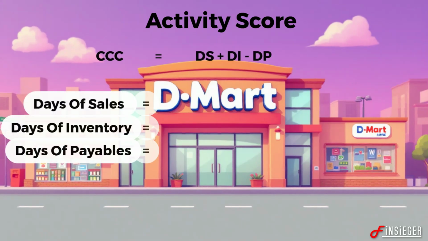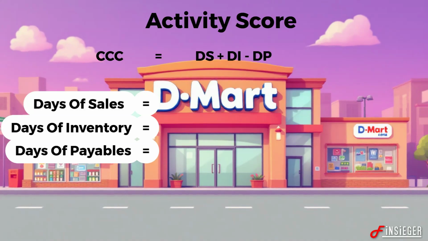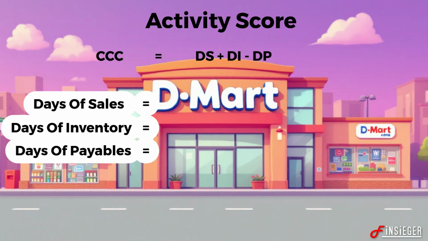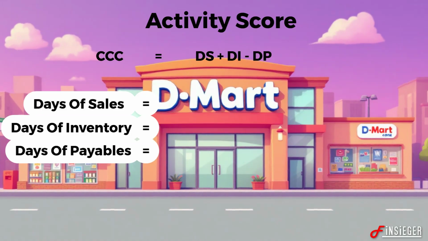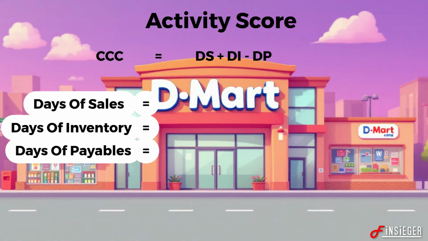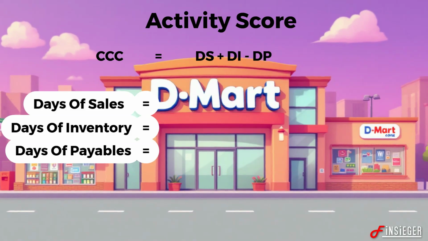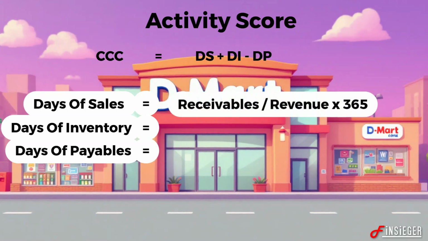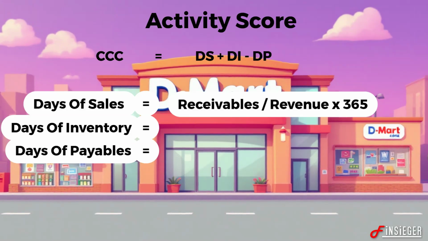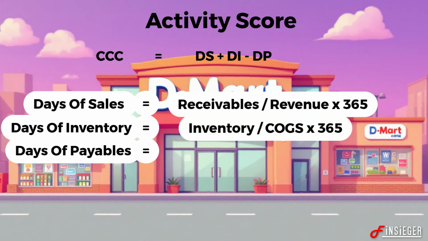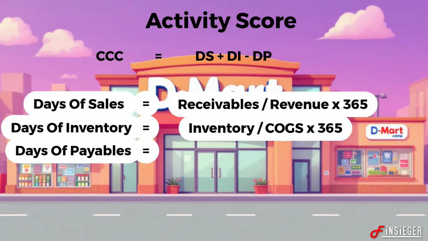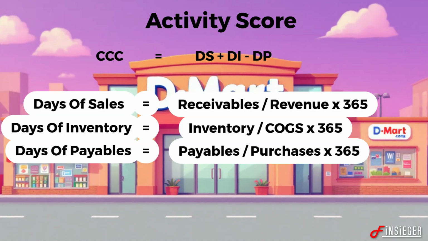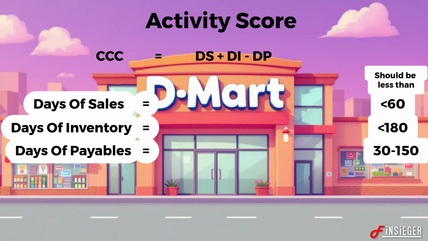Cash conversion cycle is days of sales plus days of inventory minus days of payables. Days of sales is the time required by customers to pay. Days of inventory is the time taken by products sitting in inventory. And days of payables is the time taken by the company to pay its suppliers. Days of sales is receivables divided by revenue multiplied by 365. Days of inventory is inventory divided by cost of goods sold multiplied by 365. And days of payables is payables divided by purchases multiplied by 365. Ideal values are mentioned on the right side.